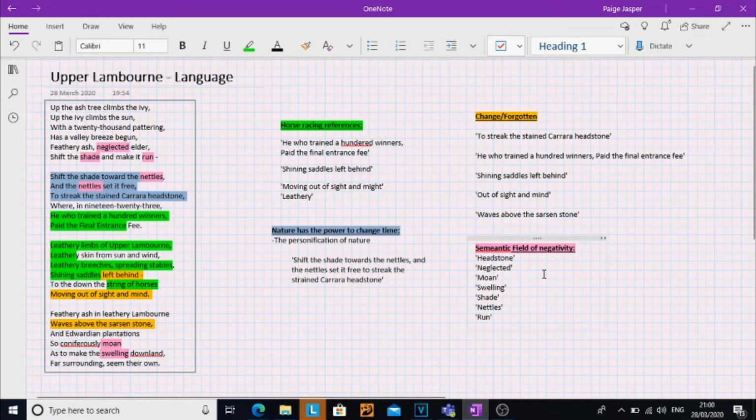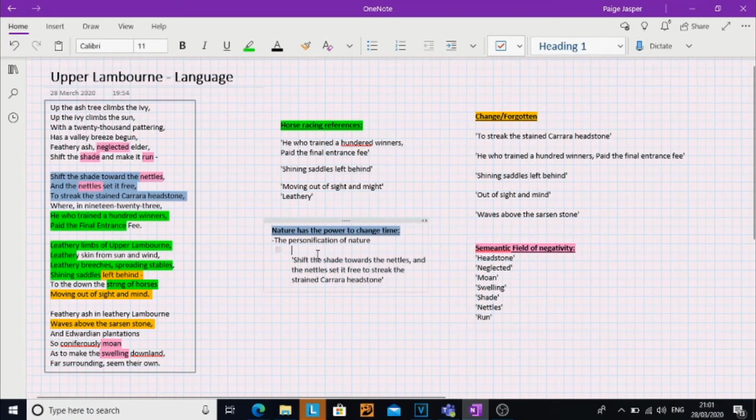Then you have your semantic field of negativity. So you have words like headstone and neglected and moan and swelling and shade and nettles and run. All of these words give the idea that the poet himself thought really negatively of change. We can use this to say that he sees change as negative and that it should not happen, and he likes things the way they are.